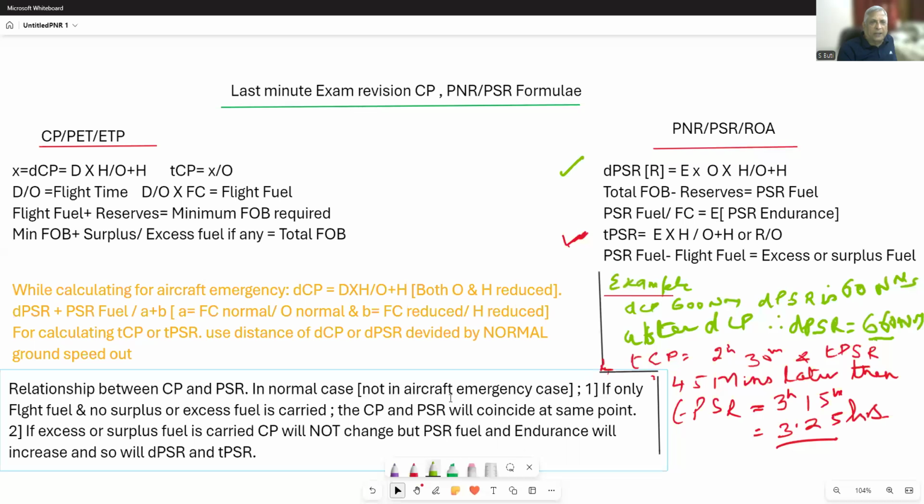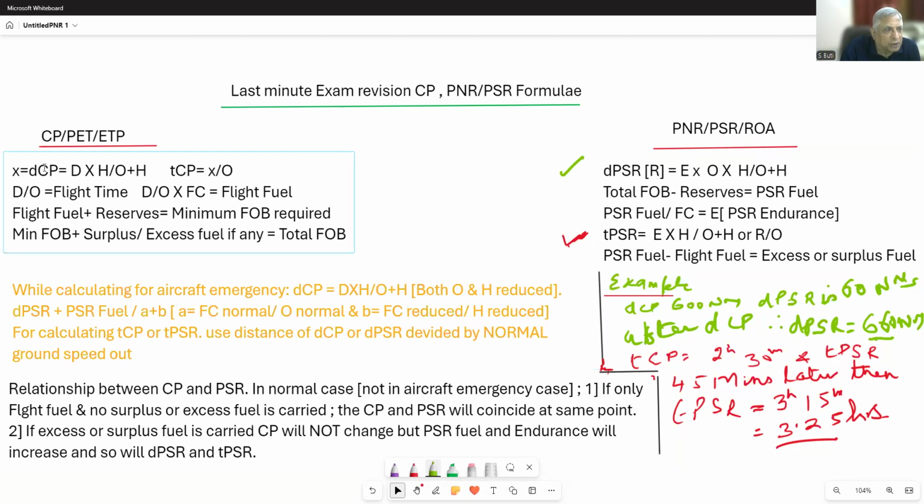Today, we are going to do a quick revision, last minute revision. Okay, fast track revision, as your exam is approaching fast and you want last minute revision for your CP, PNR, also called PSR or radius of action. CP is also called point of equitime or equitime point. And in addition, we will study the relationship between CP and PNR. Are they related to each other?